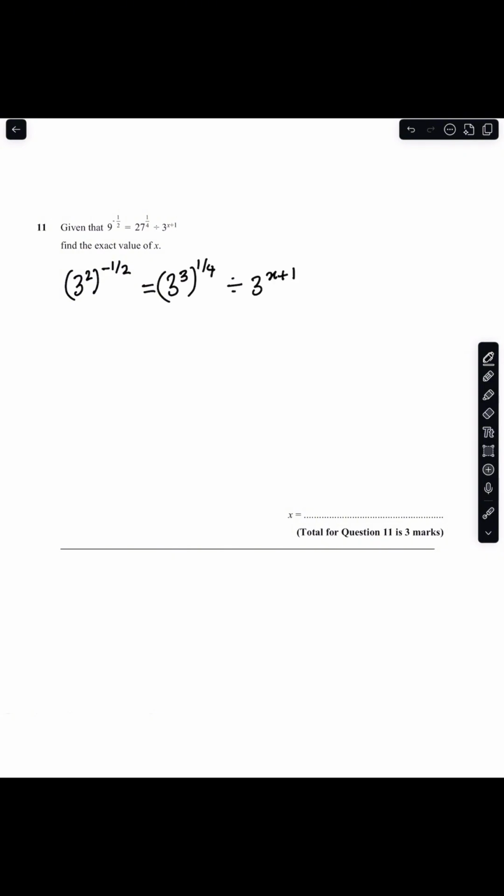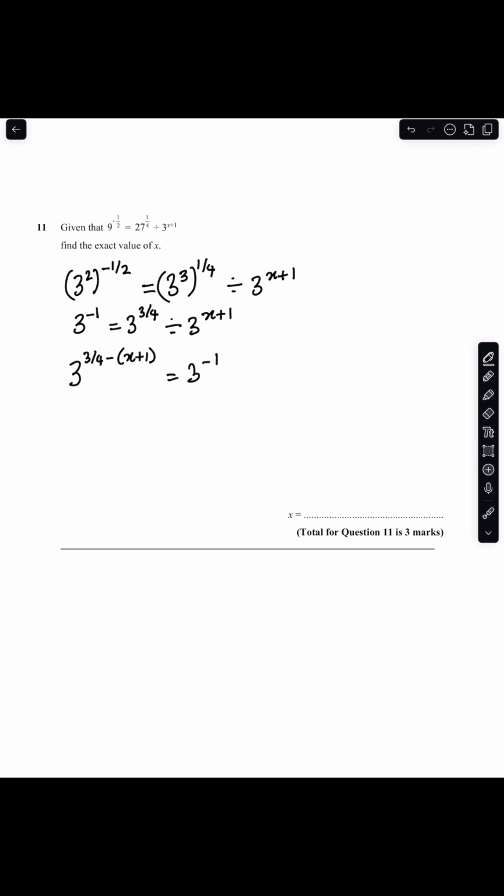And so using my law of indices, I can multiply the powers. So I have 3 to the power of negative 1, and that equals 3 to the power of 3 quarters, divided by 3 to the power of x plus 1. Once again, if we use our law of indices, we can subtract the powers when you divide two indices with the same base. So in this case, I have 3 to the power of 3 quarters minus x plus 1, and that equals 3 to the power of negative 1.